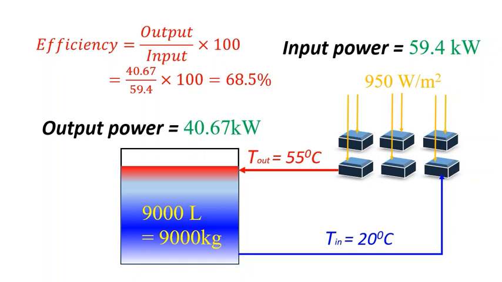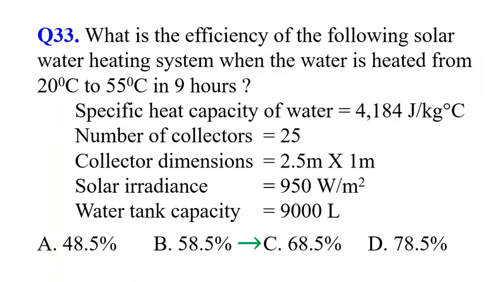Your input is 59.4. If you want to calculate the efficiency, you get your output and divide by the input, multiply by 100. So you will end up with 68.5, and you have one answer here, and the answer C is 68.5%.